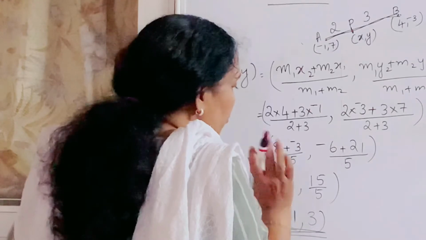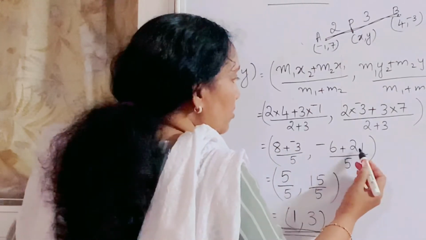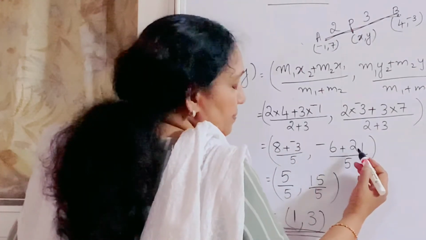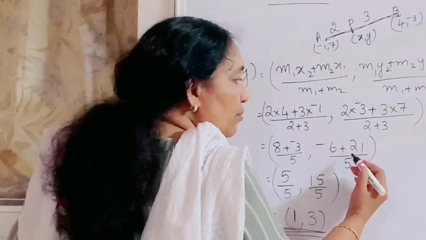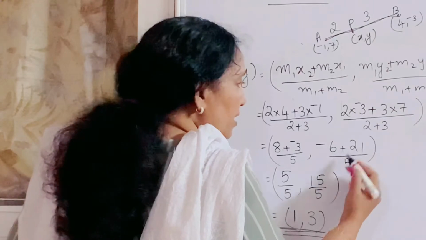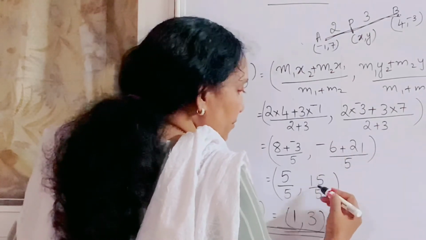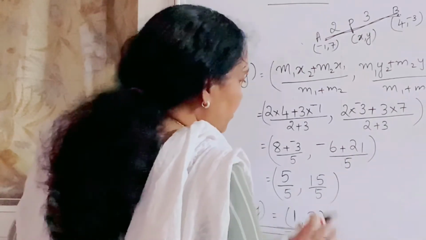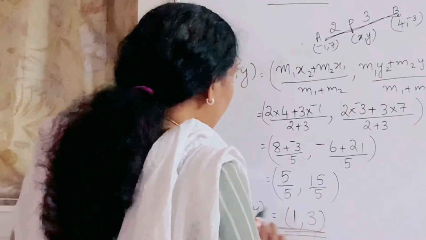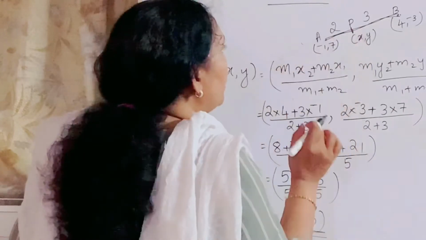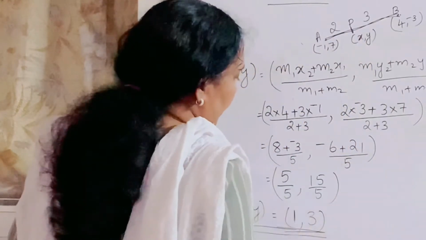Here 5. Here also the same way, find the difference of the two numbers, then put the sign of the greater number. Here the greater number's sign is positive, that means 15 by 5. Positive 15 by 5, that means 5 by 5 is 1, 15 by 5 is 3. Therefore, the coordinates of P are 1 and 3.